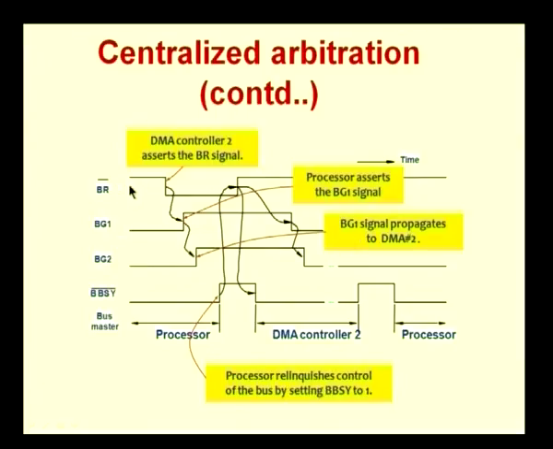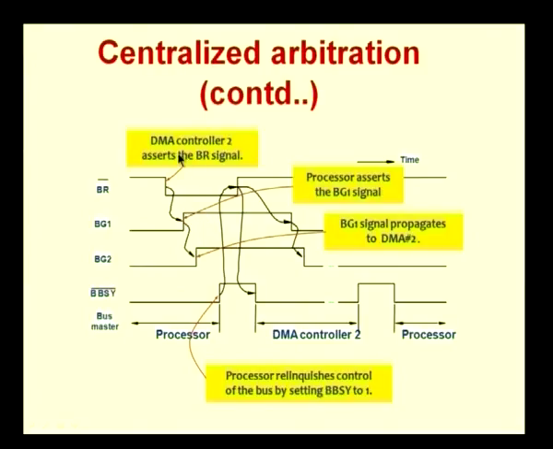So let us say, for instance, the bus is busy, there is some data transfer that is going on, and a particular DMA controller, say DMA controller 2, asserts the BR signal, the bus request signal. Okay. So, when it asserts the bus request signal, you can see that after some time the processor is willing to grant the bus. So, it asserts the BG1 signal. So, the BG1 signal goes high, you can see over here.